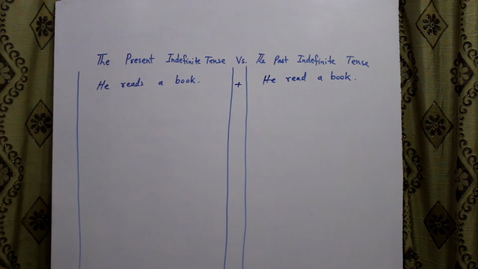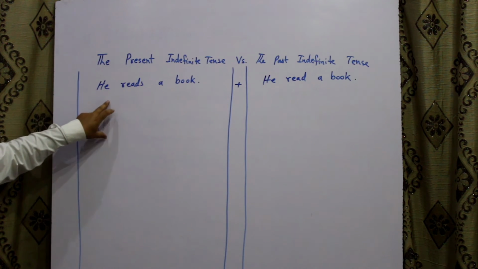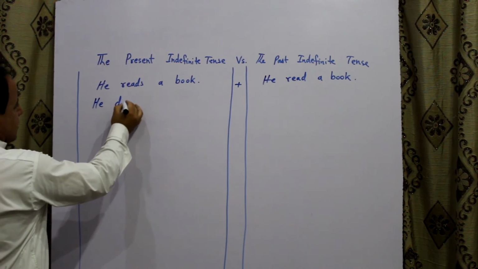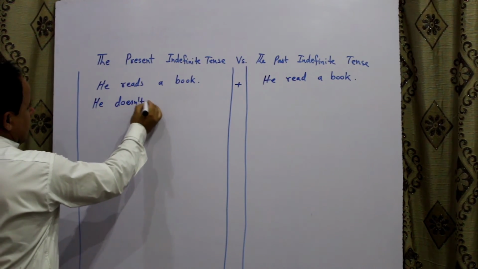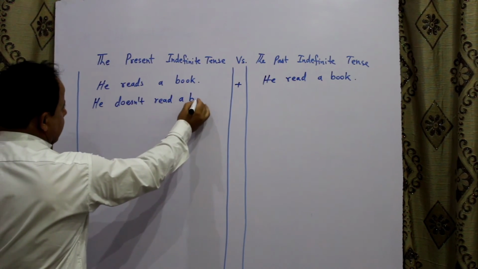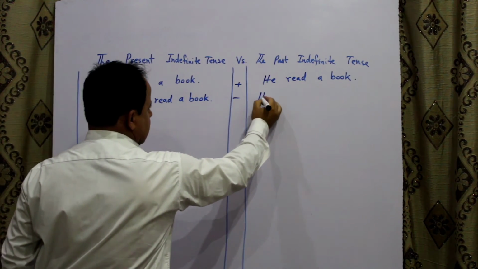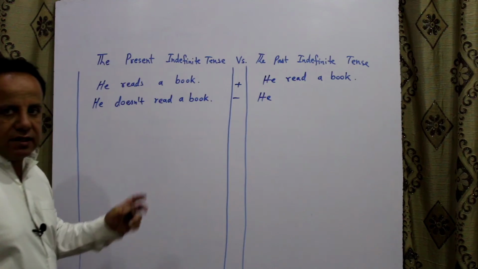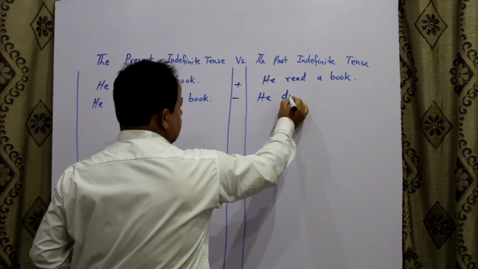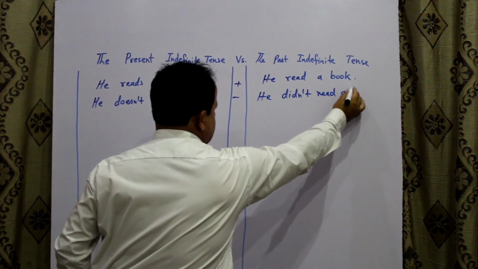How to make a negative sentence of the present indefinite tense? As you know, here the helping verbs are do and does. Example: he doesn't read a book. It is a negative sentence. How to make the past? As you know, in the past indefinite tense the helping verb is did, so we can make the sentence: he didn't read a book.